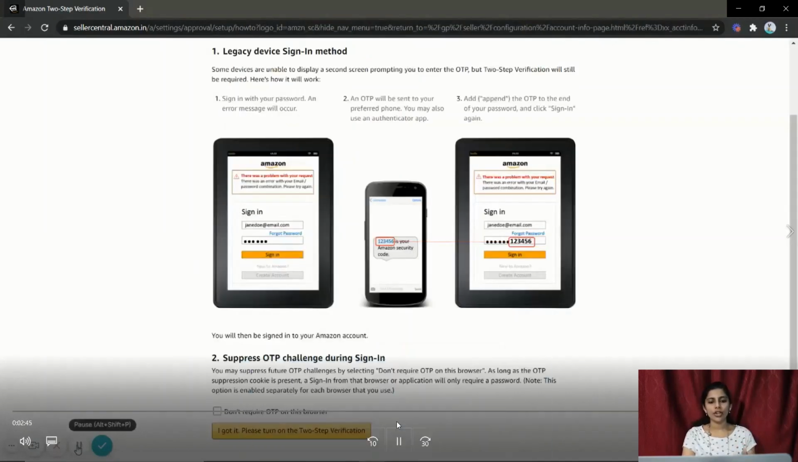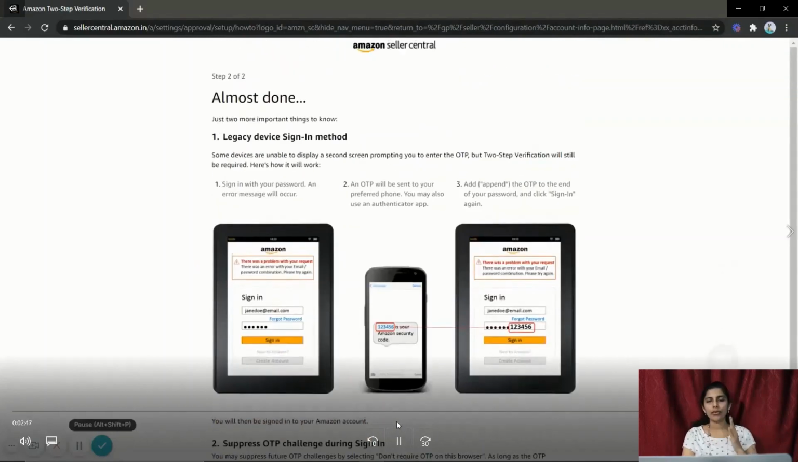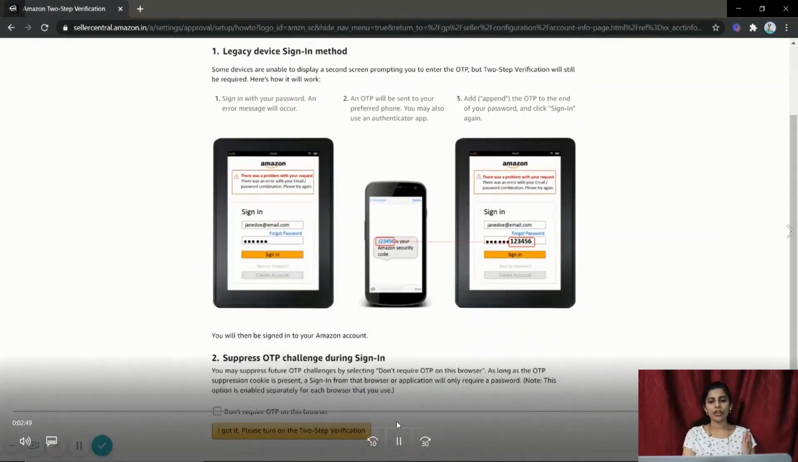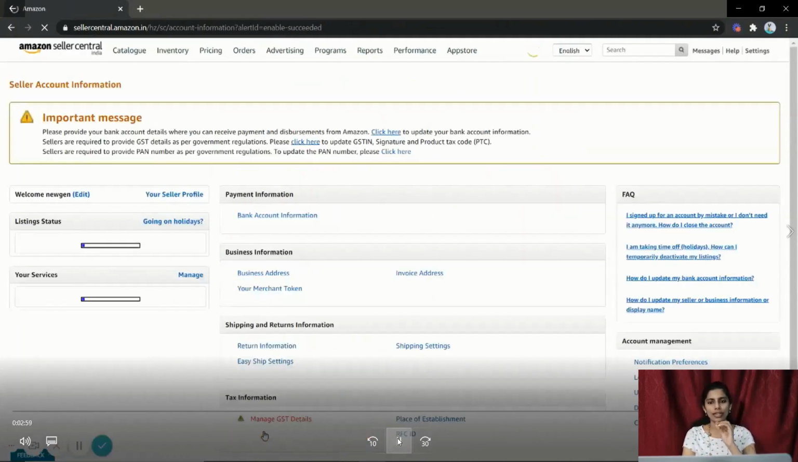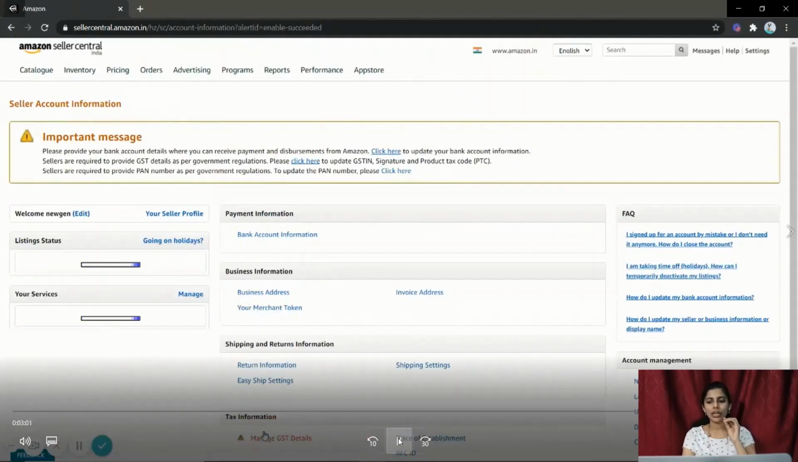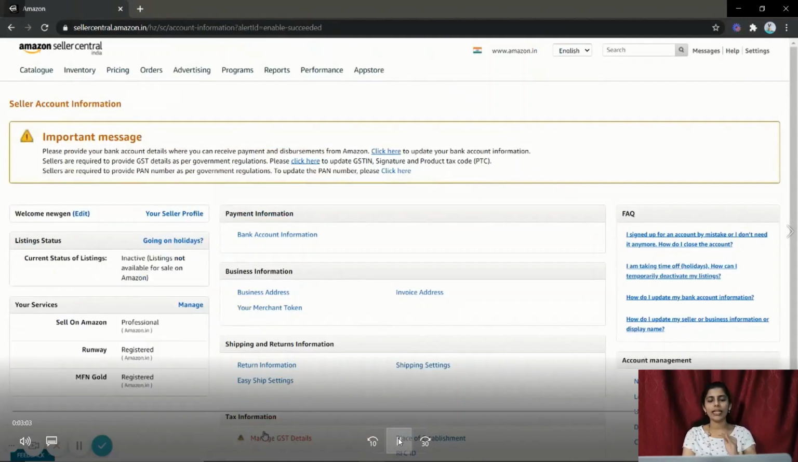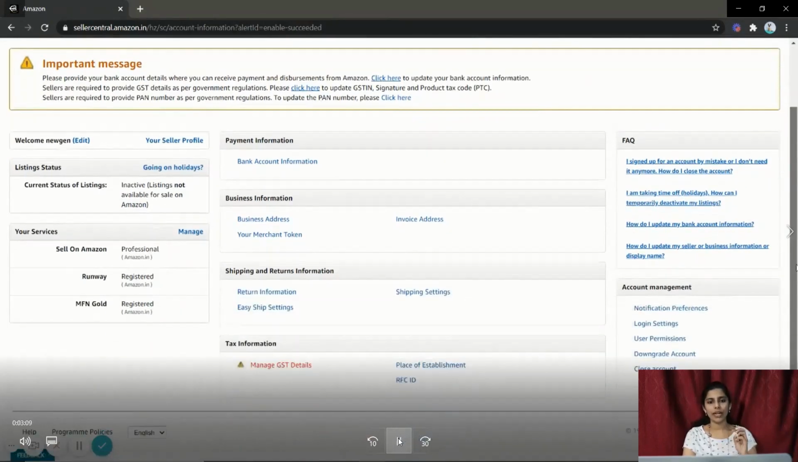Just select the option and then it will come to this particular page. Just click on don't require OTP on this browser and click on enable two-step verification. Once this is done, you are all set and you are going inside this Amazon Seller Central, and here you will have to enter all your bank details, GST number, etc. So this is the backend panel. We are all set and we are all in.